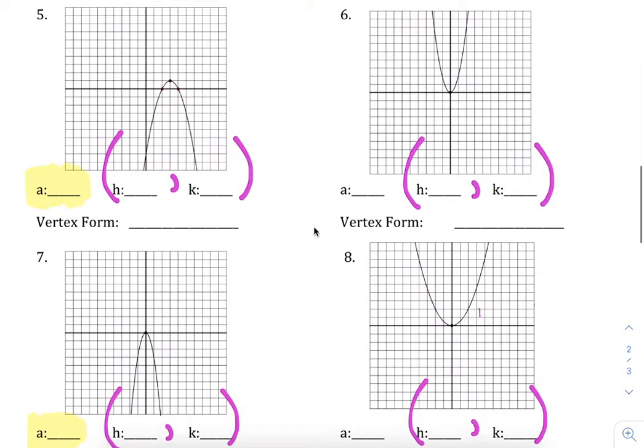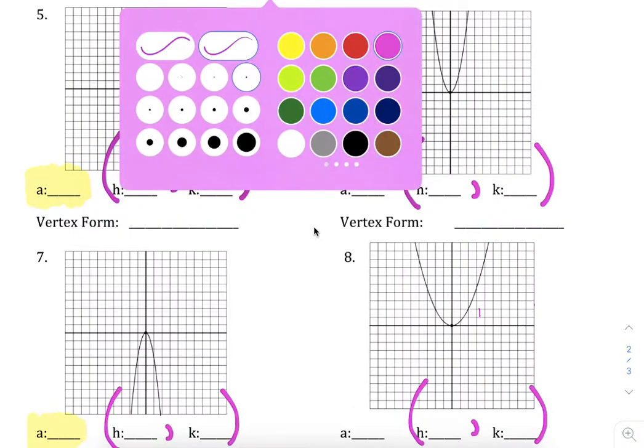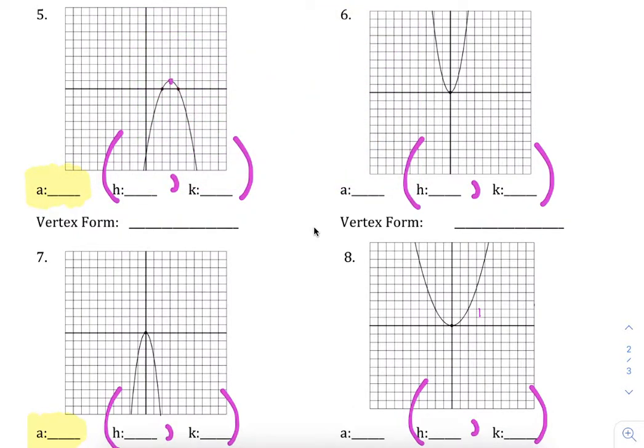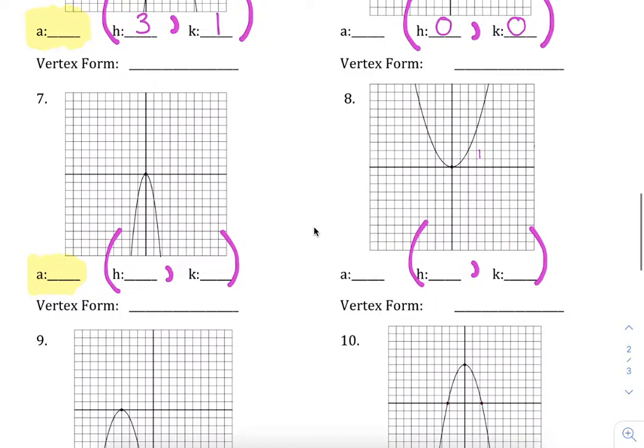Okay, so on problem 5, let's do the vertex first. Problem 5, my vertex is right here. That point is 3 to the right and up 1. Problem 6, my vertex is on the origin, so 0, 0. Problem 7 and 8, both of them have my vertex still at the origin. So we're still at 0, 0 and 0, 0.